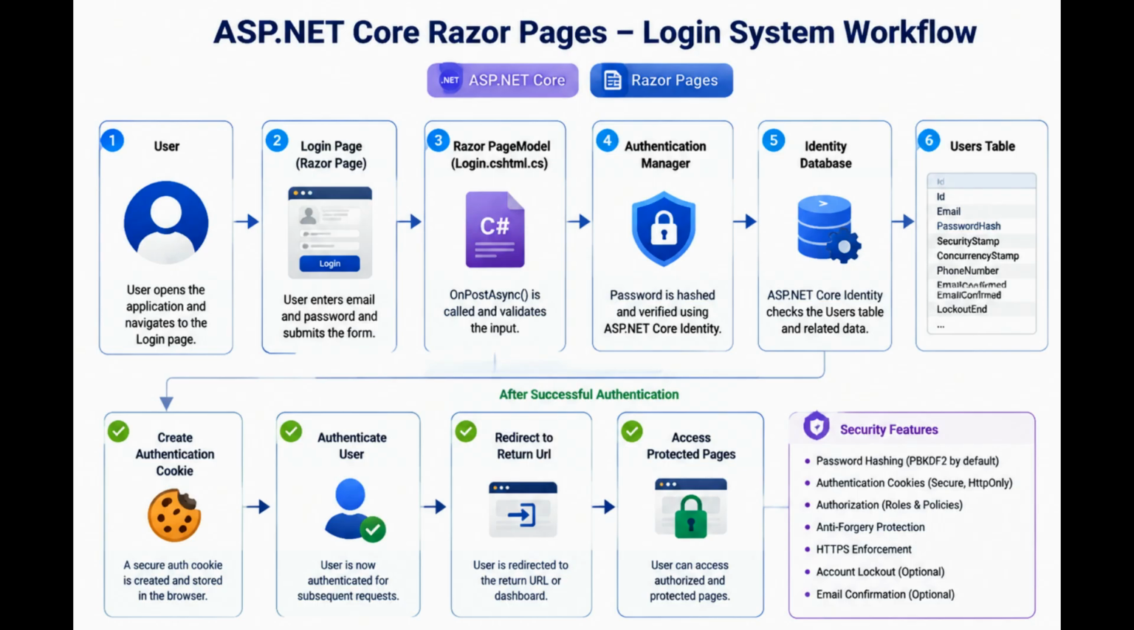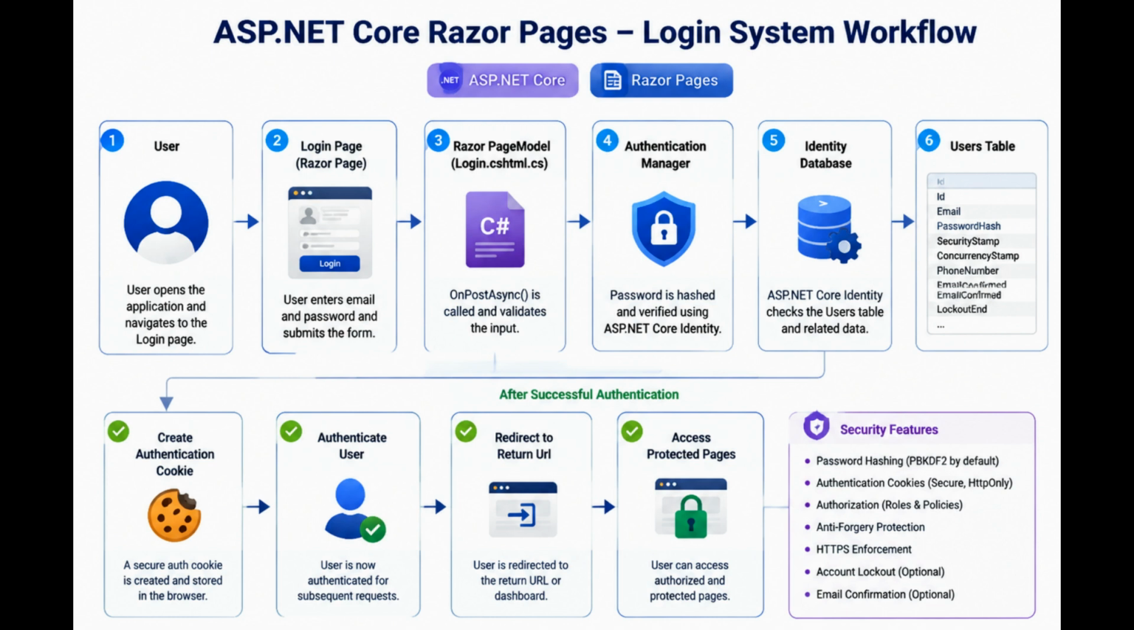This diagram explains the complete authentication workflow in an ASP.NET Core Razor Pages application using ASP.NET Core Identity. The process starts when a user opens the login page and submits their credentials. The Razor page handles the request through the PageModel class, where input validation and the OnPostAsync method process the login attempt. ASP.NET Core Identity then manages password hashing, user verification, and communication with the identity database to check the stored user information. After successful authentication, the system creates a security authentication cookie that is stored in the browser.